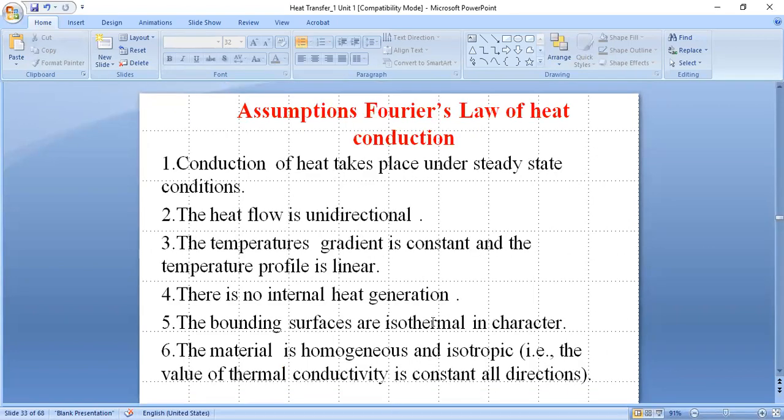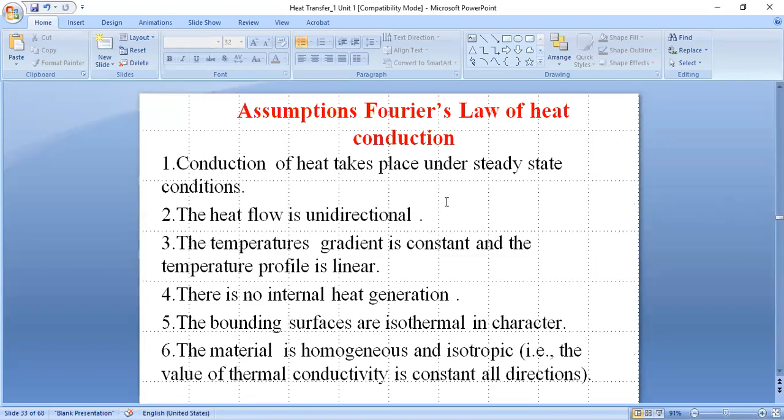See, assumptions of Fourier law of heat conduction. Conduction of heat takes place under steady state conditions. Heat flow is unidirectional. The temperature gradient is constant, and the temperature profile is linear. There is no internal heat generation. The bounding surfaces are isothermal in character. The material is homogeneous and isotropic. The value of thermal conductivity is constant in all the directions. These are the assumptions of Fourier law of heat conduction.